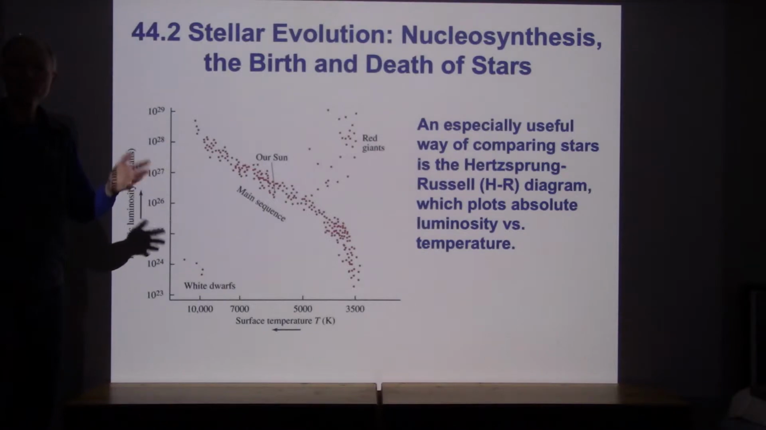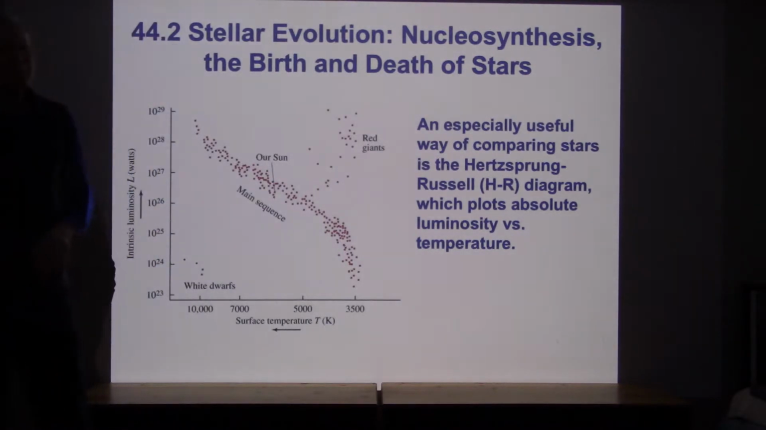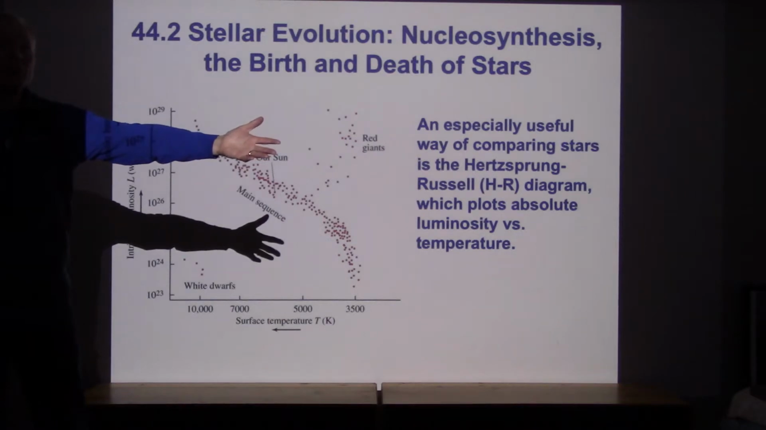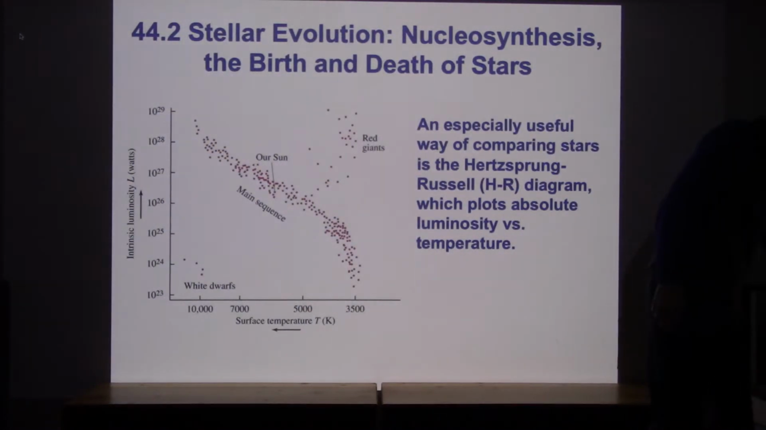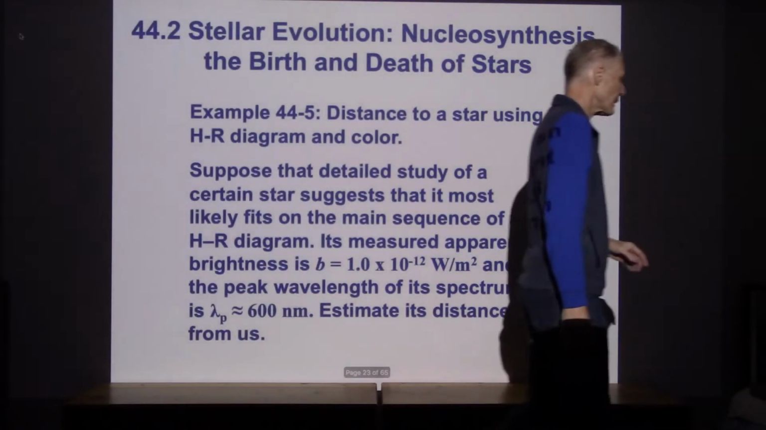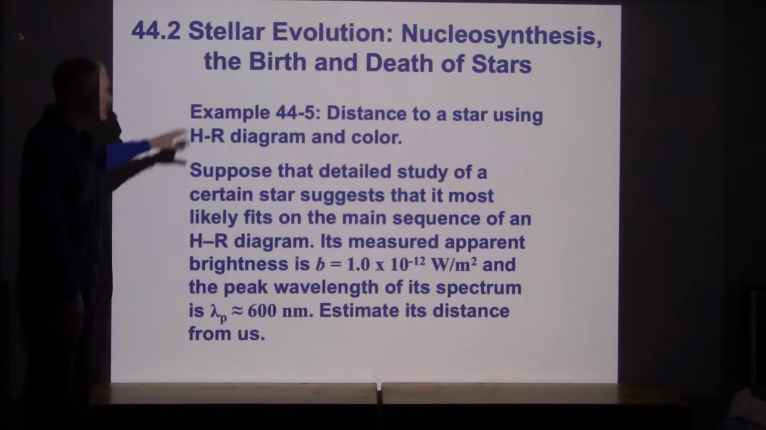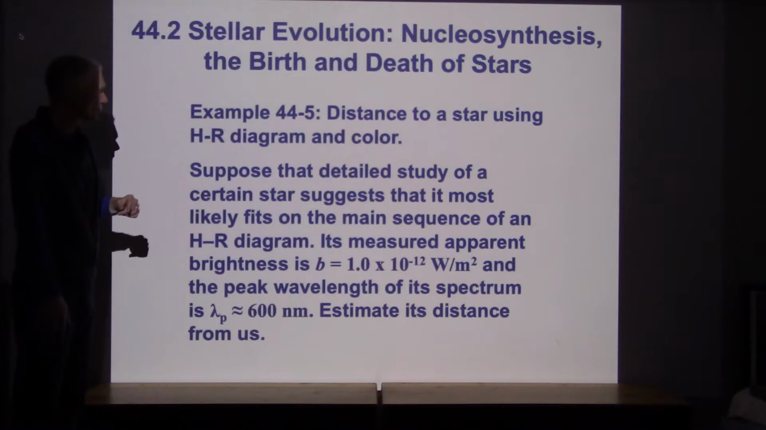We said parallax only works so far. Once you get out beyond thousands of light years, parallax isn't going to be as useful. And remember that the Milky Way galaxy is like 100,000 light years across. So how can we continue to do distance measurements? This problem is an example of using the HR diagram as a way to determine distance.